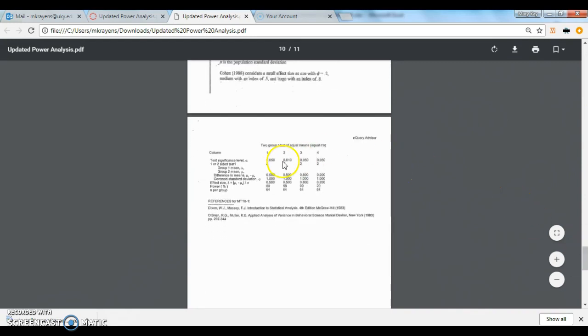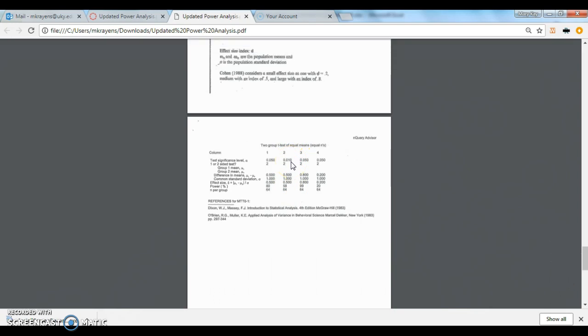So I can say, what if I leave everything else the same, but I change alpha to 0.01? We know from having talked about this before that should decrease the power because I'm making it more difficult to reject the null hypothesis, and in fact it does. So the power drops from 80% down to 58% with everything else being the same.